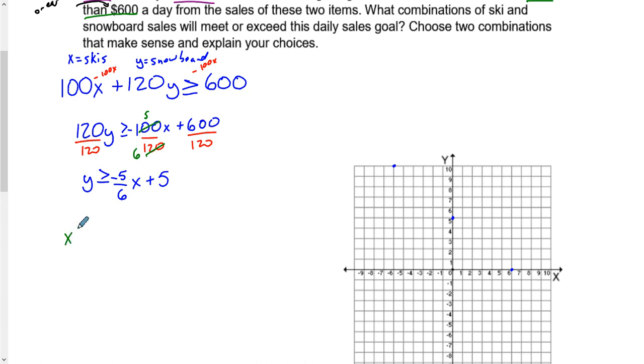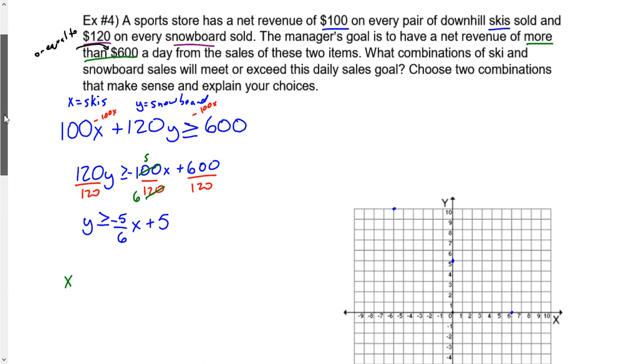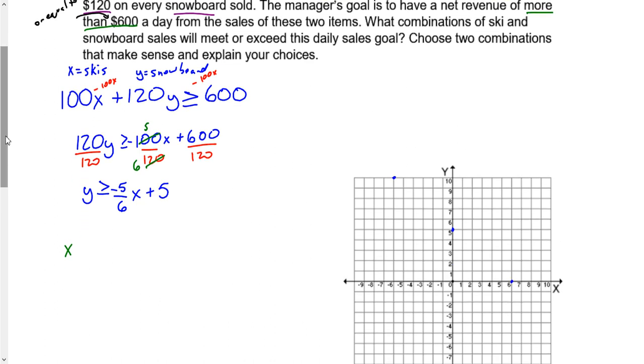Meaning, how many snowboards or how many skis can you sell? Oh, you can sell 1, you can sell 2, 3, you could sell 0. Can you sell negatives? If I were to just graph this without looking at the context of the question, here's what would happen. I would graph my line. So please don't draw this in. And greater than means all of this.